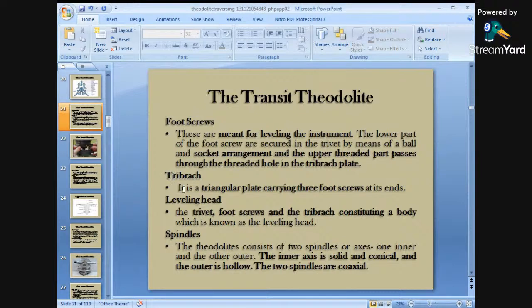Then there is the tribrach. It is a triangular plate carrying three foot screws at its ends, so the foot screws are provided on this tribrach. Then there is the leveling head. The tribrach and foot screws together form a body which is known as the leveling head. So this whole assembly together is called your leveling head. Then there are spindles. The spindle consists of two spindles or axes. One is called the inner axis, and the other is the outer. The inner axis is solid and conical, and the outer is hollow.